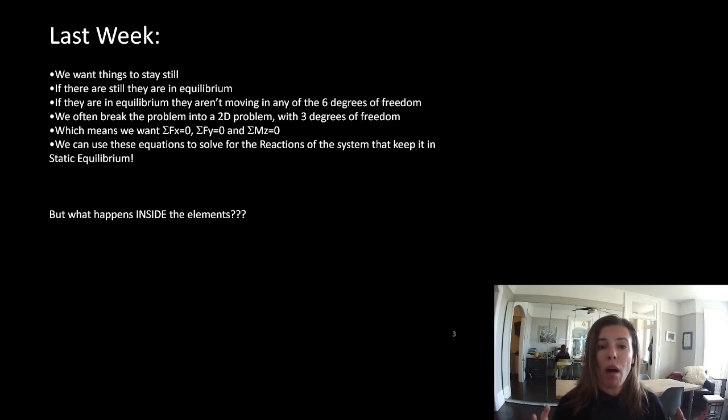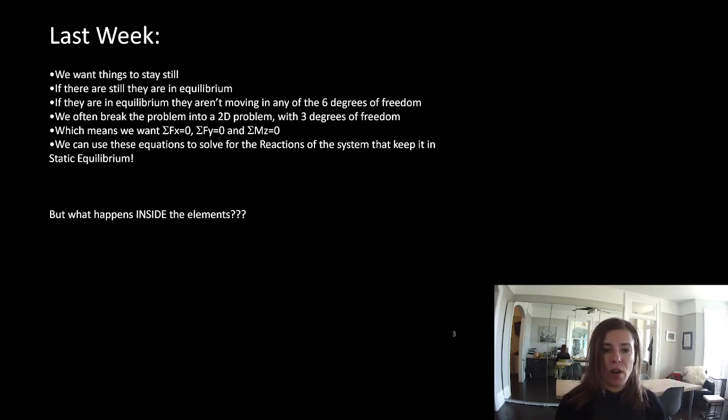Well, we know our objects have forces on them, and we want to figure out what it takes for them to be in equilibrium, or we want to solve for the reactions. So, if we know that it must be in equilibrium, we can figure out what the reactions must be for it to be in equilibrium. And that's what we did last week.